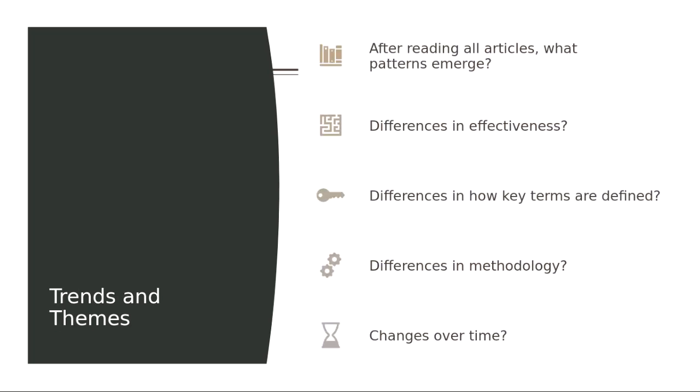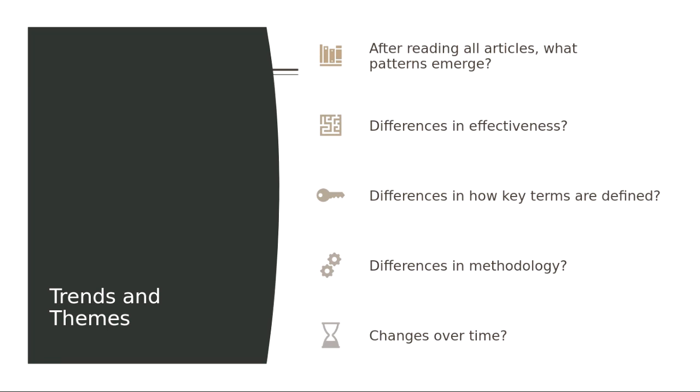So after you read all the articles, you want to identify any trends and themes that you see between the articles. These could be things like differences in effectiveness. So maybe after reading your 10 articles, you realize that there is a big difference in the effectiveness of aversion therapy for smoking between people who use e-cigarettes and people who smoke traditional cigarettes. So that will be a pattern you see in the literature.